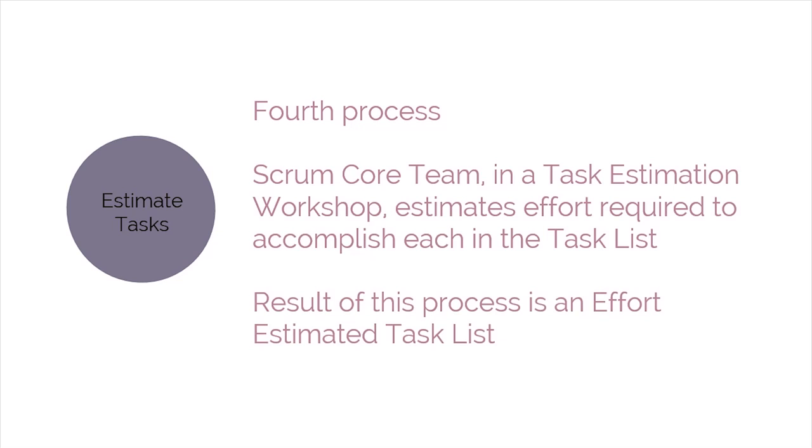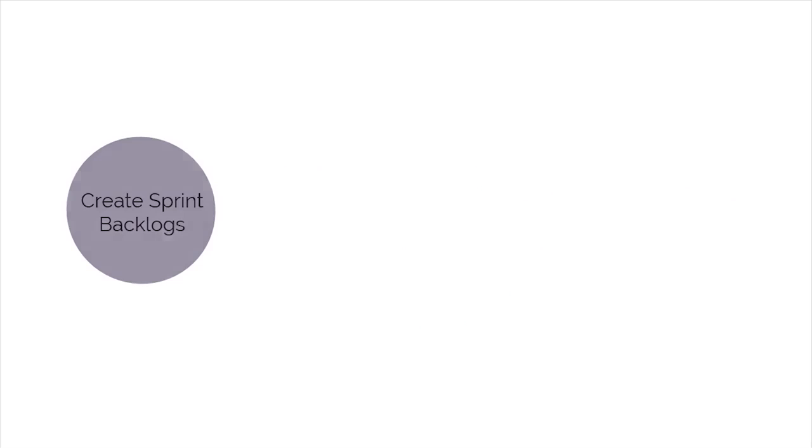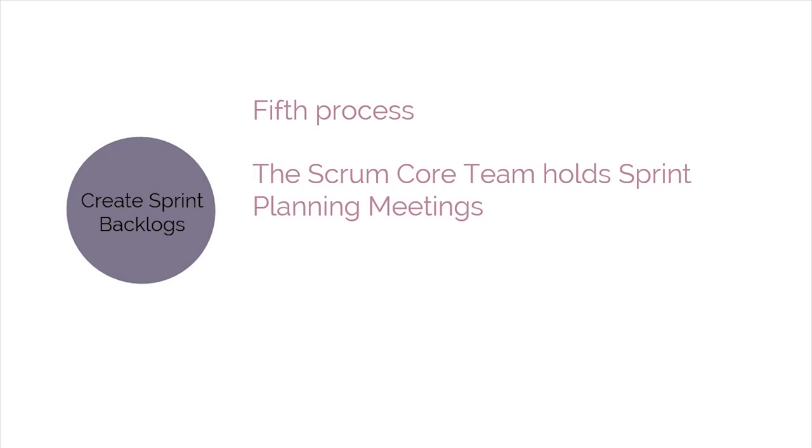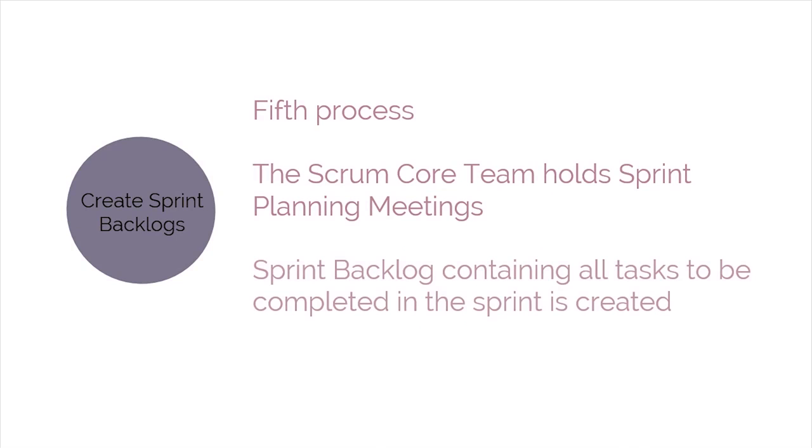The last process conducted during this phase is create sprint backlog. In this process, the Scrum core team holds sprint planning meetings, where the group creates a sprint backlog containing all tasks to be completed in the sprint.